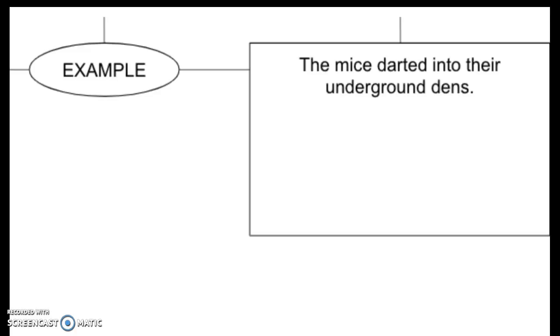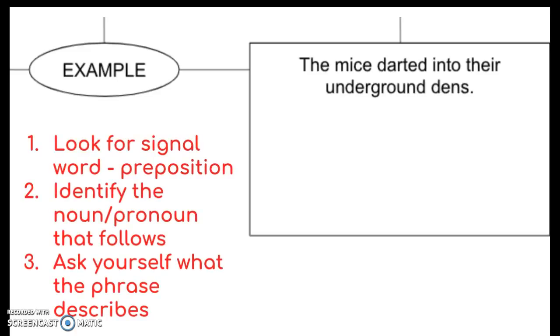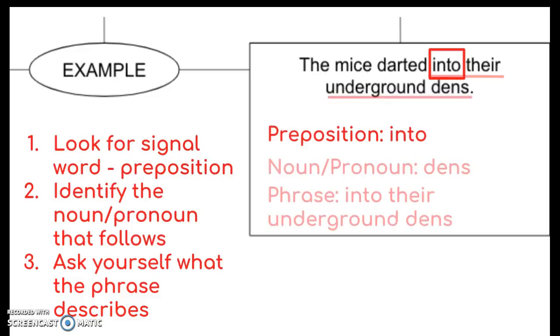So let's look at our example. The mice darted into their underground dens. We're going to go by the same steps that we did for adjective phrases. We're going to look for the signal word, the preposition, identify the noun or pronoun that follows, and then ask ourselves what the phrase describes. So here our preposition is into, and the noun that follows is dens. So our entire phrase would be into their underground dens.